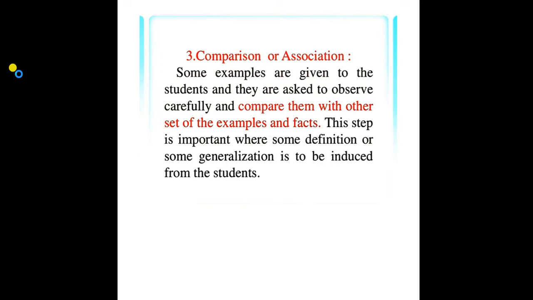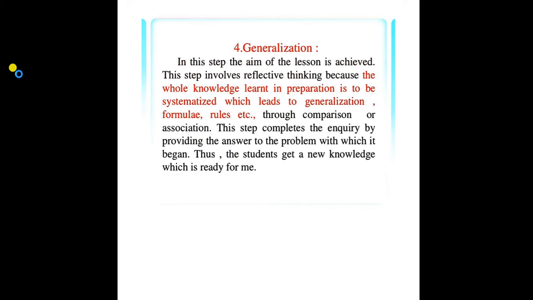Third step of lesson plan in social science is comparison or association. Some examples are given to the students and they are asked to observe carefully and compare them with other sets of examples and facts. This step is important where some definition or some generalization is to be induced from the student.